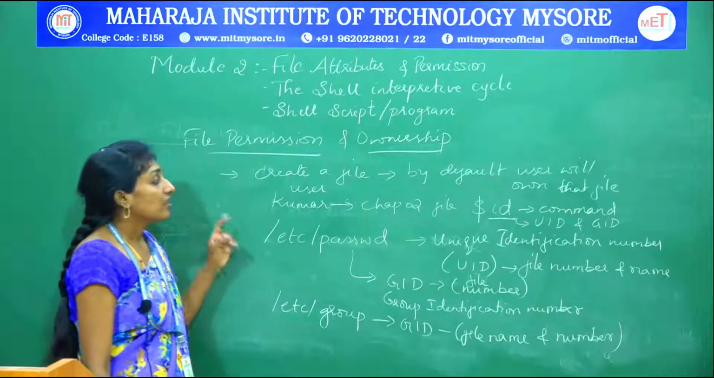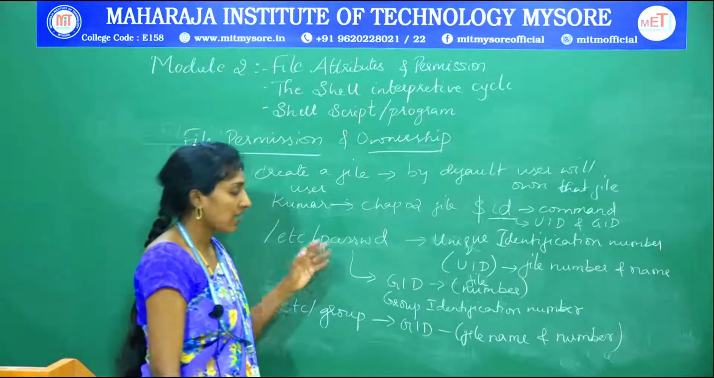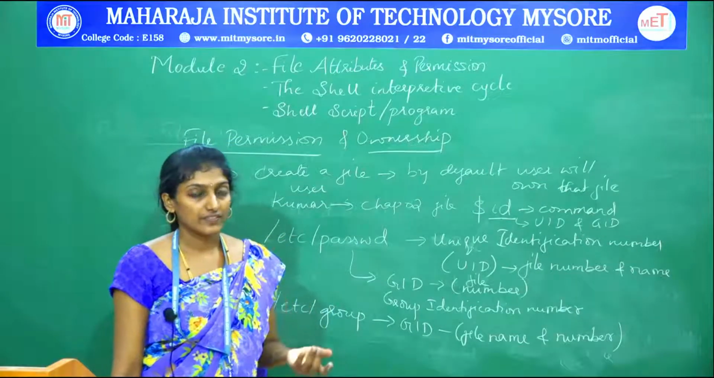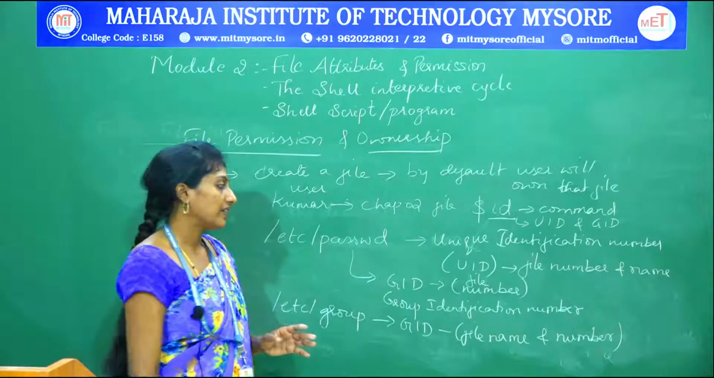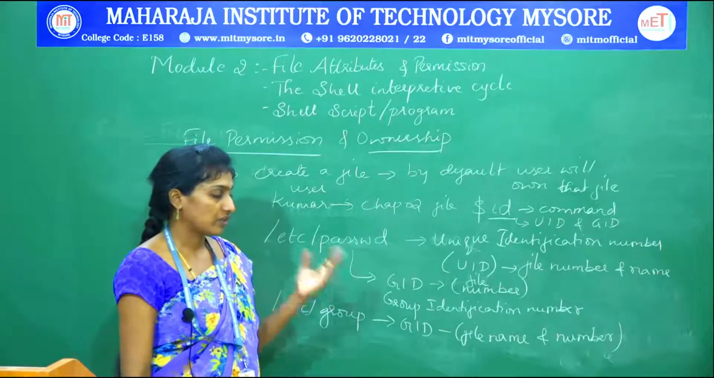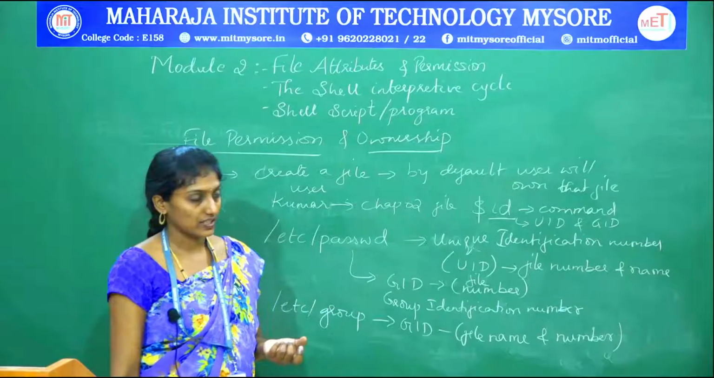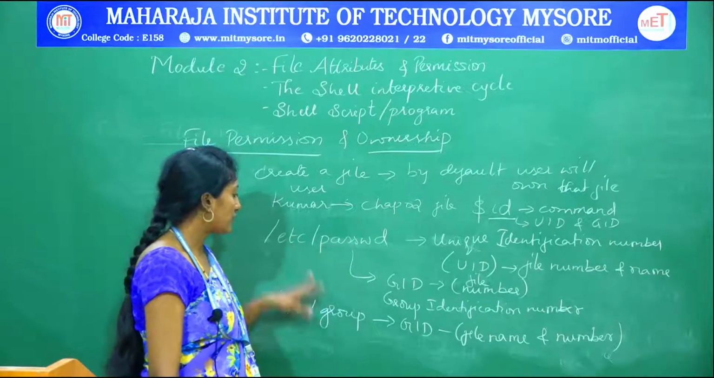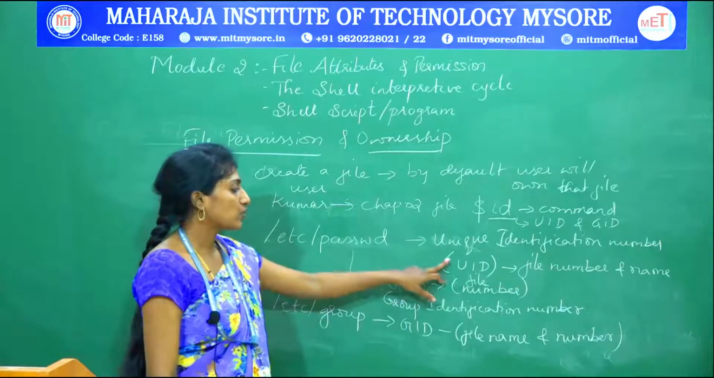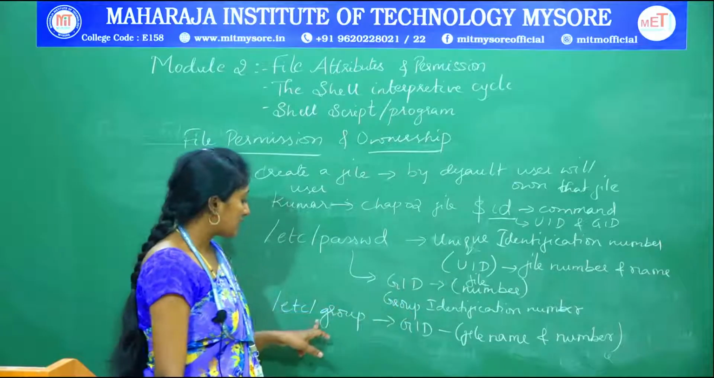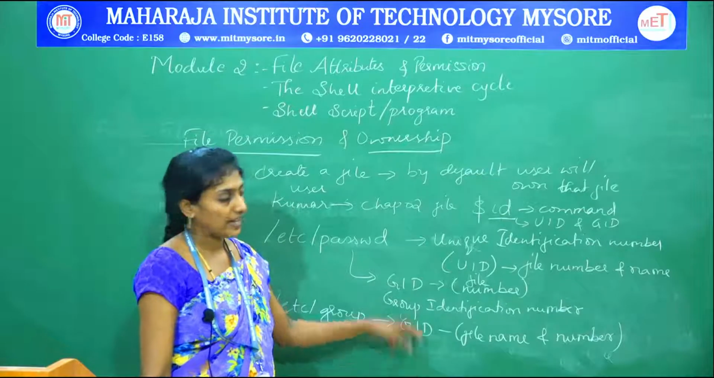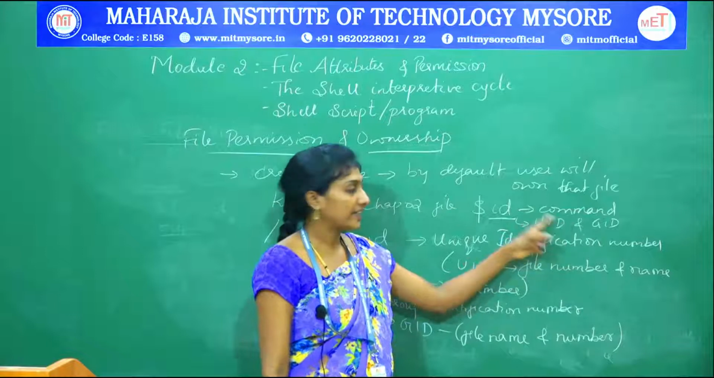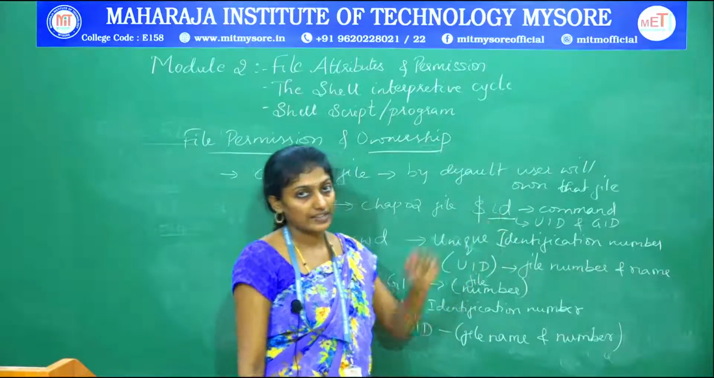So this is about file ownership, that is how you own your file. As soon as you create a file, you own that file. By default you will be the owner of that file, and for each and every file a number will be associated. That number is found in two file paths: /etc/passwd, which gets you both UID and GID, and /etc/group, which gets you the GID. And if the user wants to know the UID and the GID in particular, he has to execute the id command.